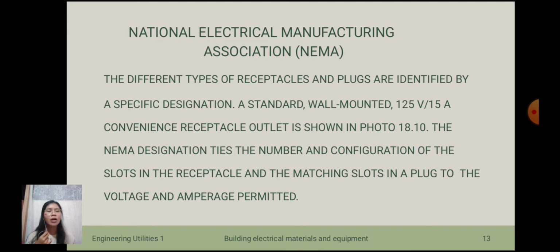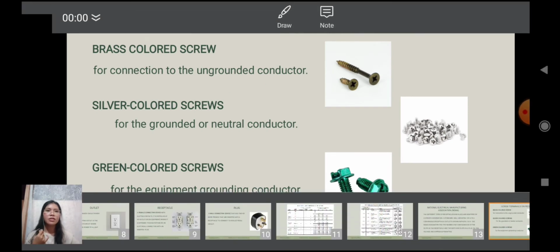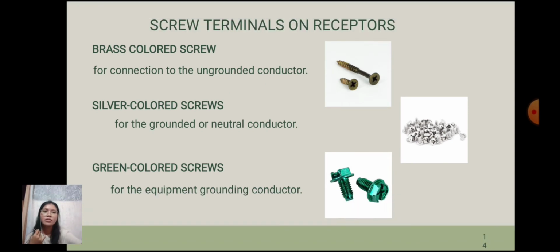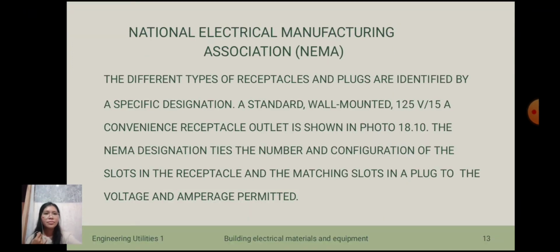So, if dito po tayo mag-base sa table kanina, and if we're going to buy our receptacles and plugs, siguraduhin po natin na NEMA compliant siya. Ginagamit din po ito sa Philippines, yung NEMA compliant plugs and receptacles.